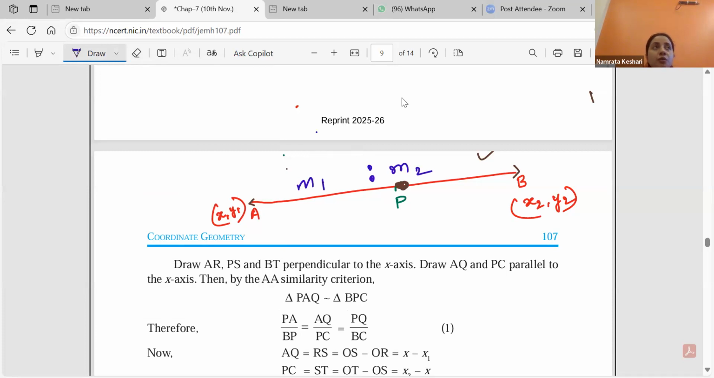So the section formula, focus on the name, section formula. Section means it is dividing our line.